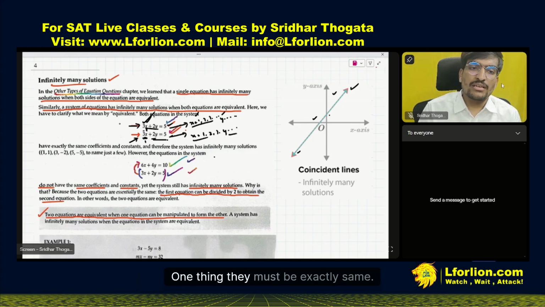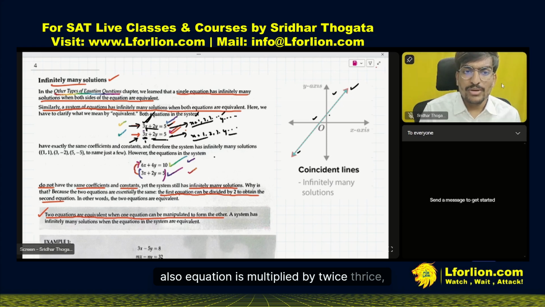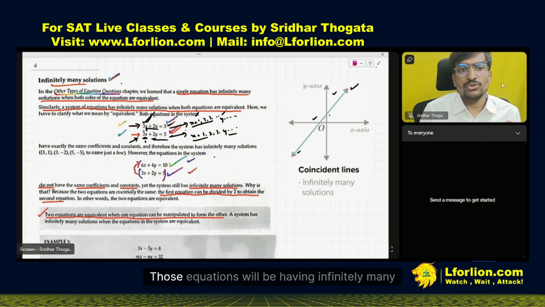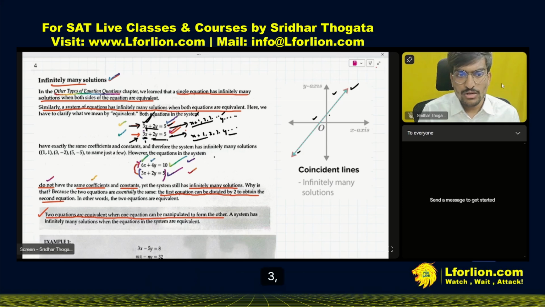One thing, they must be exactly the same. Second thing, if an equation is multiplied by twice or thrice, or divided by 2 or divided by 3, then also they'll have infinitely many solutions. Those equations will have infinitely many solutions. Sometimes they do not have the same coefficients. You can see here the coefficients are not the same: 6, 4, 3, 2, and the constants as well, 10 and 5. Still they have many solutions.